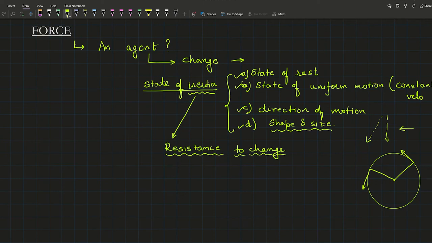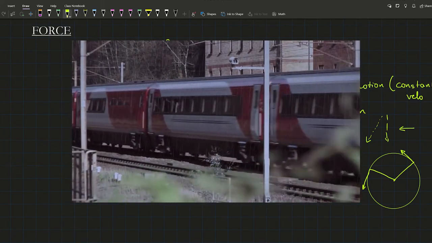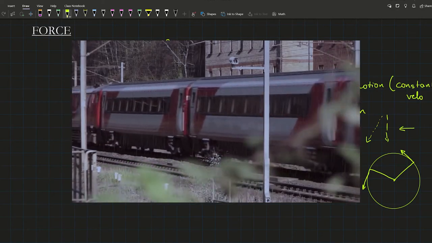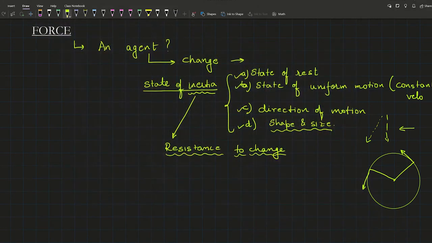Inertia of uniform motion: something is happily moving in one particular direction. For example, a train which is moving on a track with uniform motion at a constant velocity. To bring it to a halt, you need to apply brakes. Until the brakes are applied, the train is going to continue with its uniform motion. So it has that inertia, that resistance to come to a halt. That is inertia of motion, right?